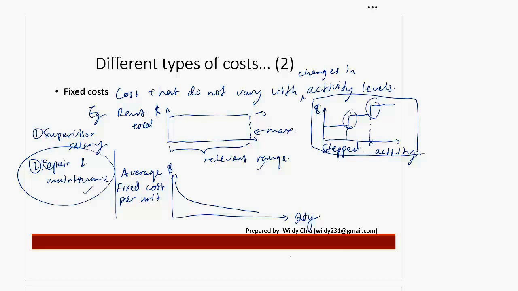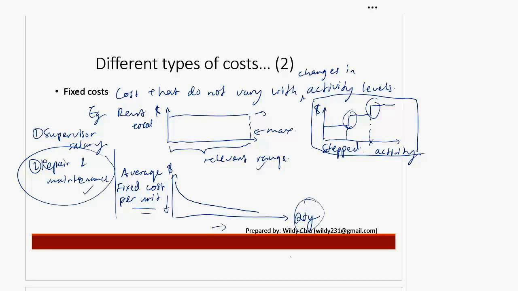Of course, repair and maintenance could be debatable because it depends on the nature of the business. Some businesses may have repair and maintenance regardless of the volume of activity, whereas for others, as the activity level increases, the repair and maintenance costs also increase. If you look at the per unit fixed costs, you find that as you increase the quantity of production, or the activity level, the average cost per unit will tend to be depressed.